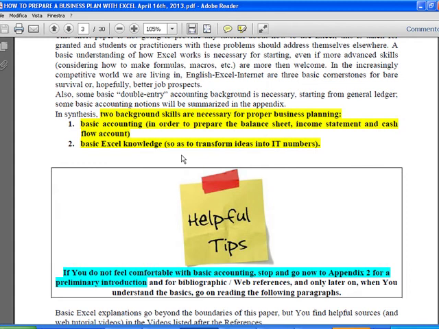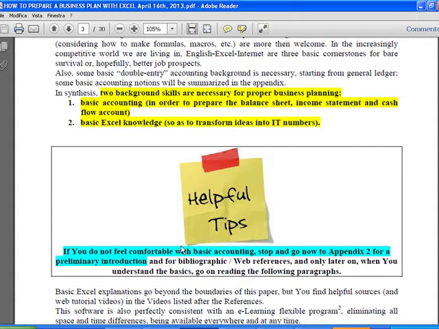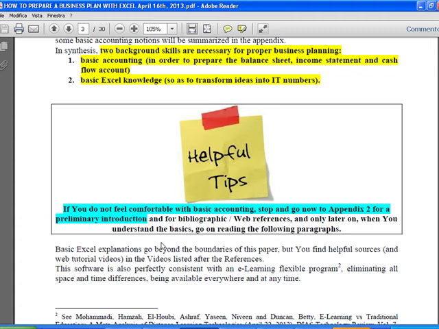There are some helpful tips. If you don't feel comfortable with basic accounting, stop now, stop reading this paper, and go to Appendix 2 for a preliminary introduction and for bibliographic web references. This is very important to be able to understand which is the backbone behind business planning. You can also have basic Excel explanations and videos. You can find them in the websites, and they are listed in the references.